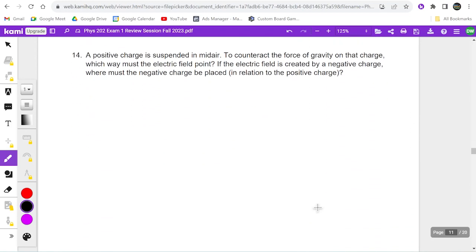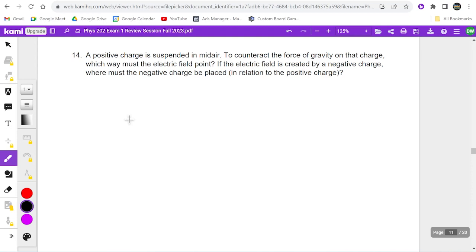This question's fun. A positive charge is suspended in midair. To counteract the force of gravity on that charge, which way must the electric field point? And then the second question, if the electric field is created by a negative charge, where must the negative charge be placed in relation to the positive charge? A lot of you saw a question like this on the homework, and it's definitely a Physics 1 kind of question. It combines Physics 1 and Physics 2, because it's forces and it's electric fields.